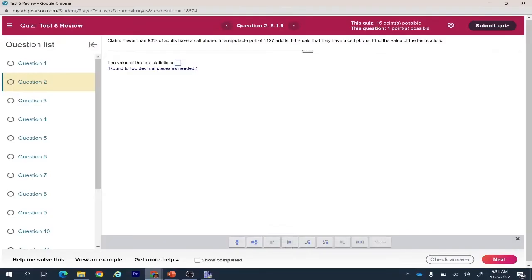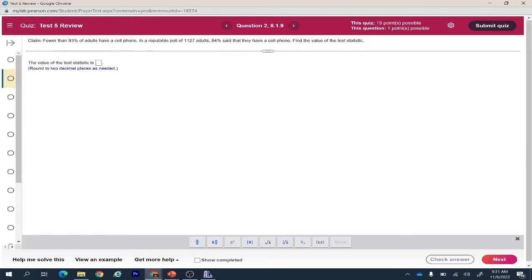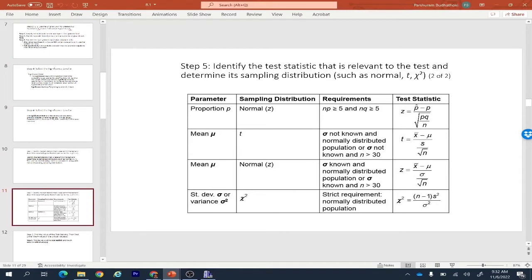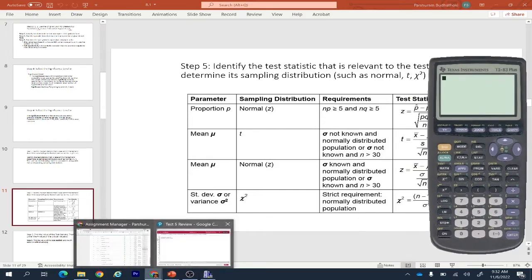Okay, let's go to the next. This is question number 2. Claim: fewer than 93% of adults have a cell phone. In a reputable poll of 1127 adults, 84% said that they have a cell phone. Find the value of the test statistic. As you can see, this is the formula for the test statistic for the proportion.